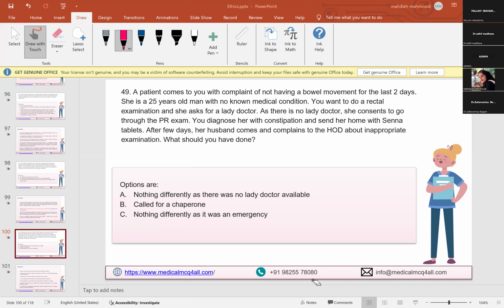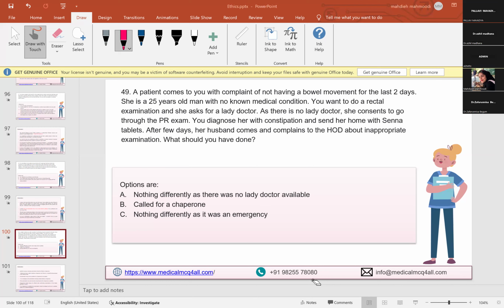Ma'am, actually, I don't know what the meaning of chaperone is. Can you please explain? A chaperone is a professional person who keeps company with the patient and records everything, just making sure that everything is professional and nothing fishy is going on. That means the person is a staff member in the hospital?